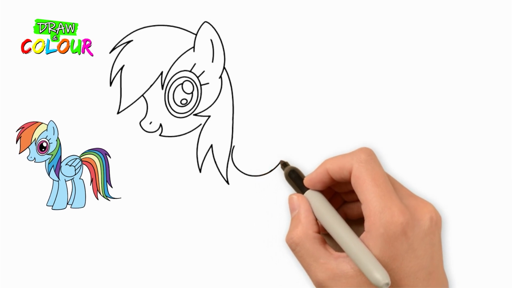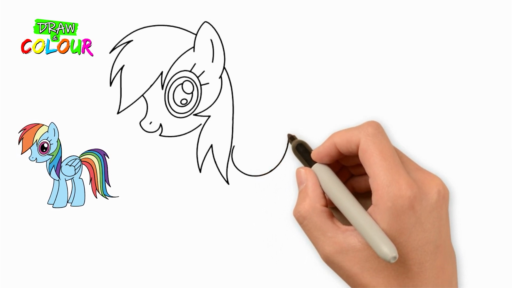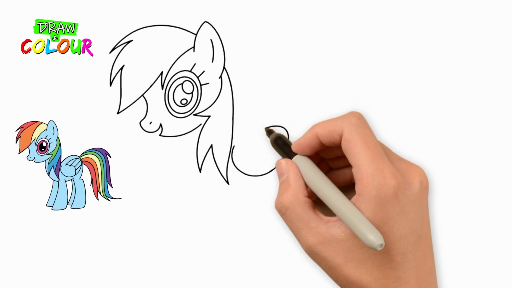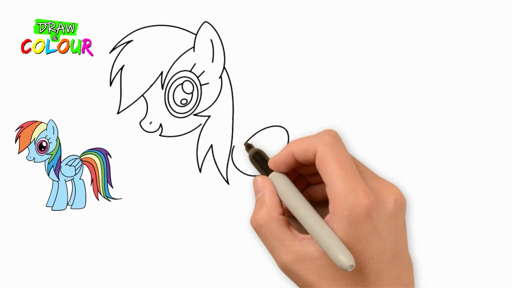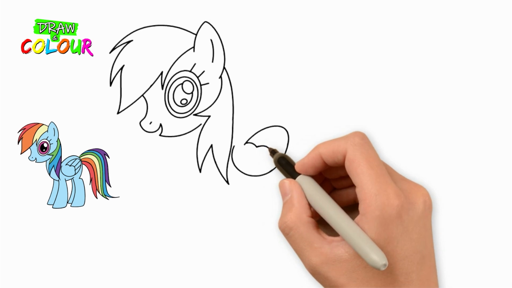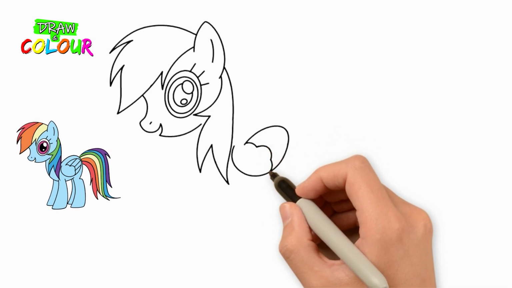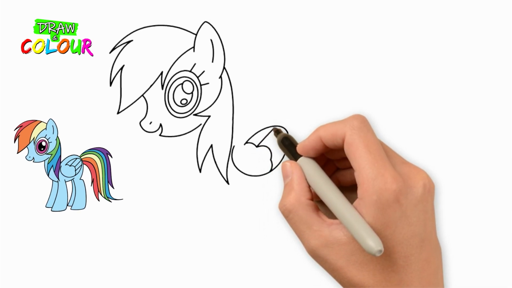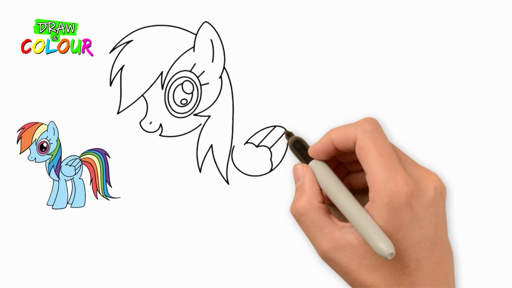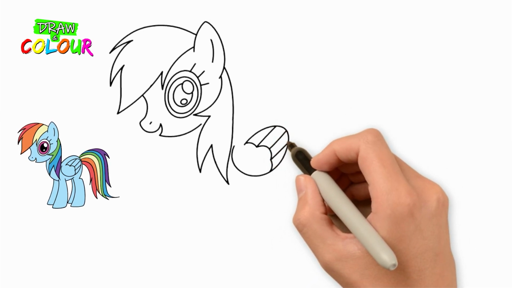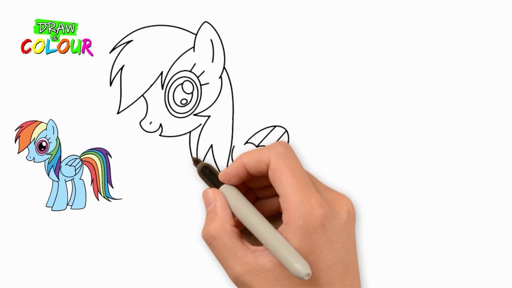Draw the wing with an open oval and three small semicircles inside it. Draw three slanted lines inside the wing. Draw the neck with a quarter circle.